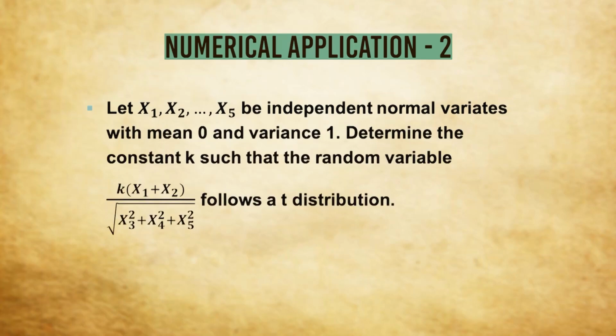X1, X2 up to X5 are independent normal variates with mean 0 and variance 1. That means X1, X2, up to X5 are independent standard normal variates. We have to determine the constant k such that the random variable given by k times (X1 plus X2) divided by root over X3 square plus X4 square plus X5 square will follow a t distribution. Now, to solve such problems, I would ask you to remember the definition. What is the definition of a t distribution? Let me remind you. In the numerator, we have a standard normal variate, and in the denominator, we have the square root of a chi-square variate divided by its degrees of freedom.